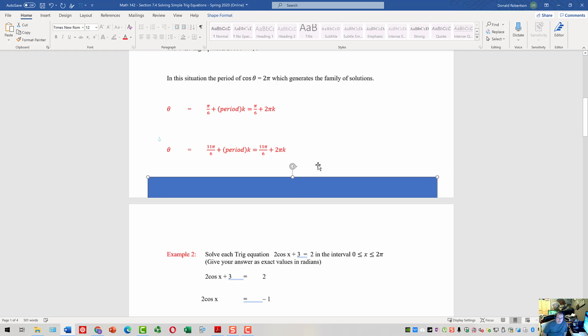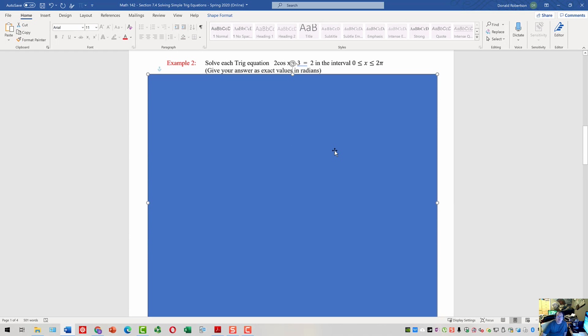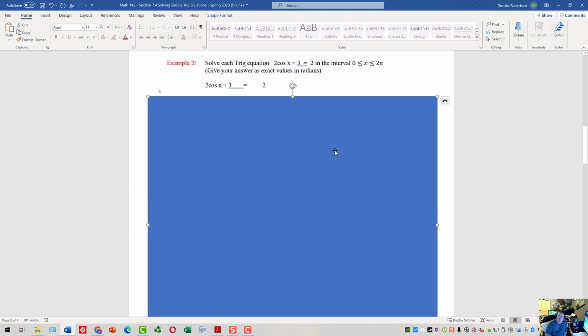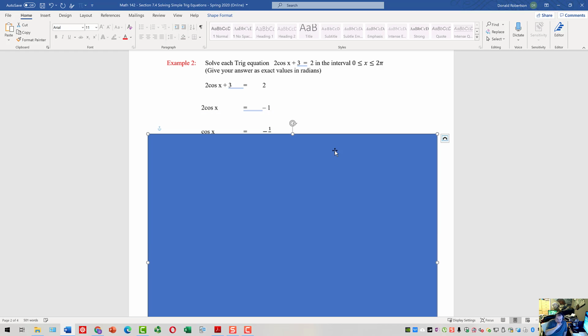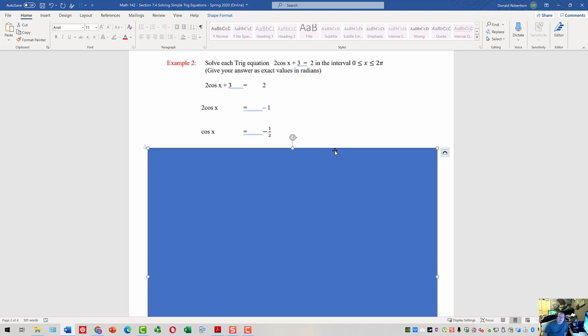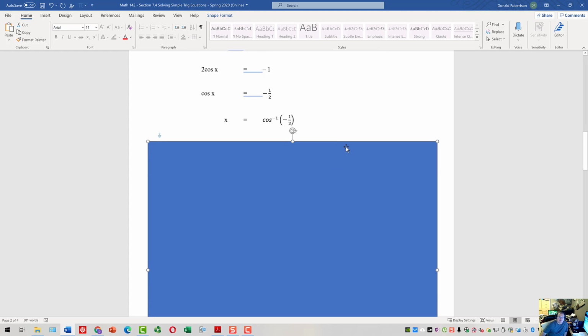If we move on and see what our second example looks like, we're going to solve a trig equation, 2 cosine x plus 3 equals 2, in the interval 0 to 2 pi again. We'll start off with a pretty similar process. Subtract 3 from both sides to get -1. Divide both sides by 2 to get -1/2. And that means that x will be the inverse cosine of -1/2.